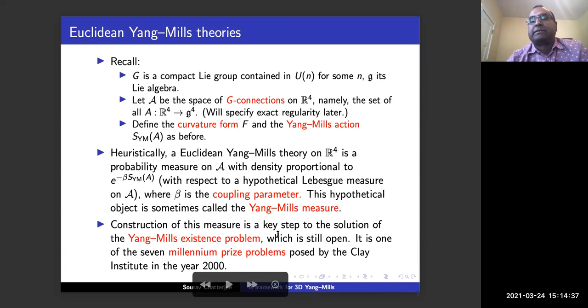The construction of this measure is a key step to the solution of the Yang-Mills existence problem, which is still open. It's one of the 7 Clay Prize problems. And there is a lot to do. Once you construct the measure, you have to prove it has various properties so that you can actually construct the quantum theory out of that. There are a lot of steps after that. But this is the first step. Well, maybe I should say the first step, not the key step. Okay, so this is the thing. You have this space of all maps, and then you put some kind of Lebesgue measure on that, and then you have to put a density in front of that, e to the minus the Yang-Mills action, and make sense of this thing.